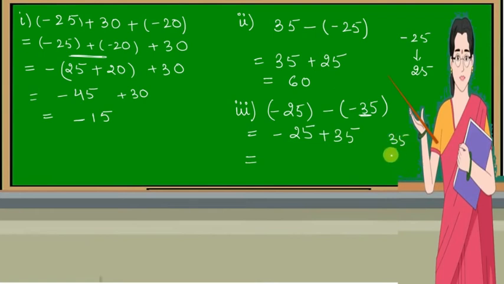35 minus 25 will be 10, and what will be the sign? The sign will be of the greater absolute value. So here the greater absolute value is 35, so the sign will be positive.